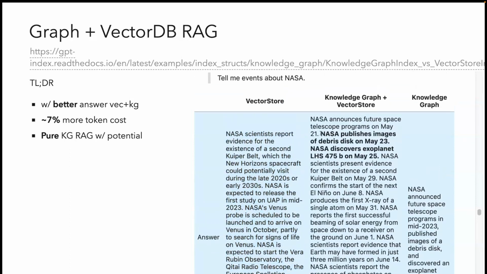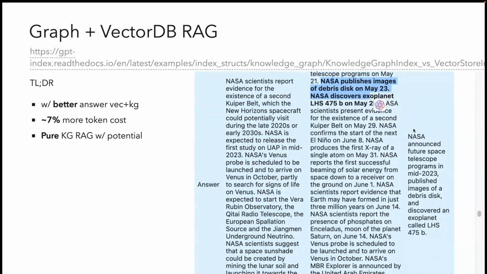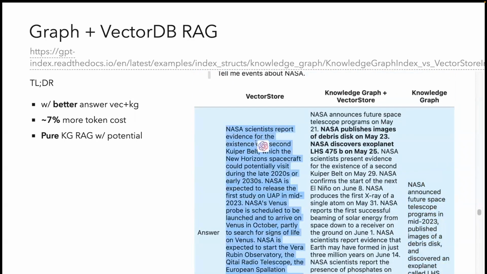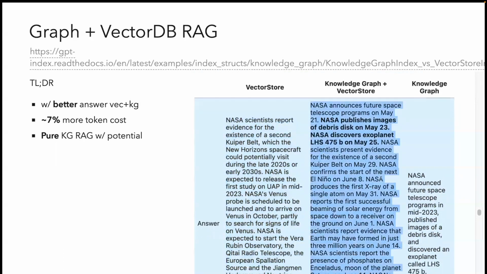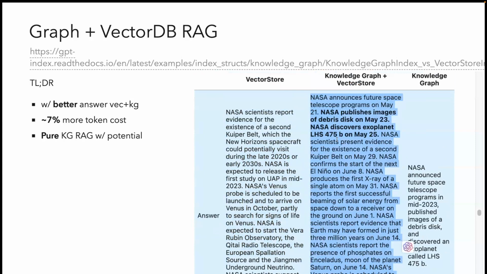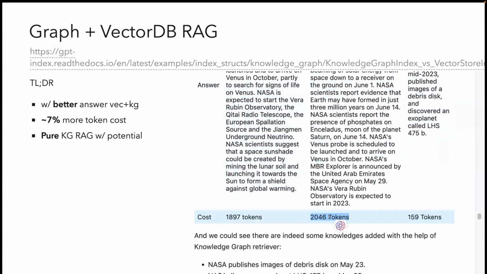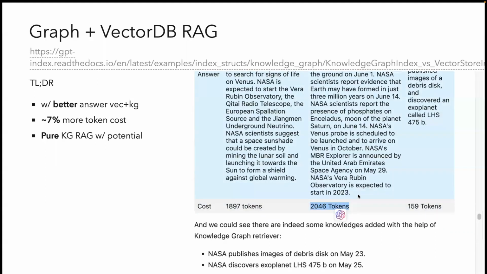But still, here we found the purely knowledge graph-based RAG can abstract smaller pieces of information that's not covered by the top K searching of the vector base. So after we combine the two, we indeed find the answer is somehow better. And in this case, the actual effort the graph-based RAG introduced is just around 7% more tokens.